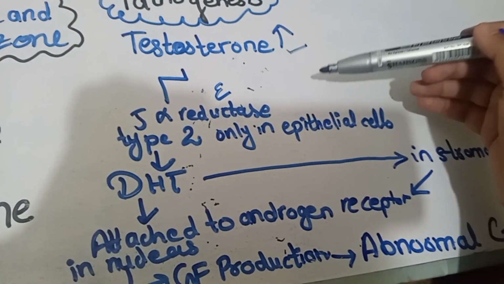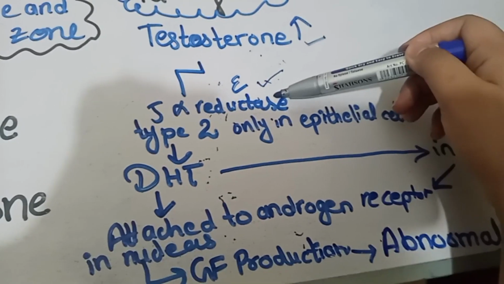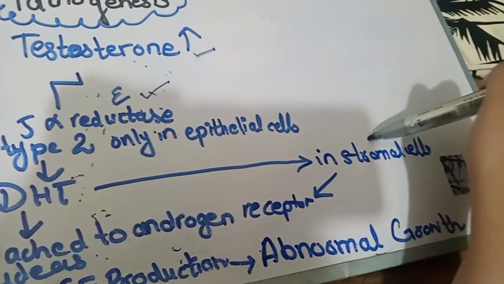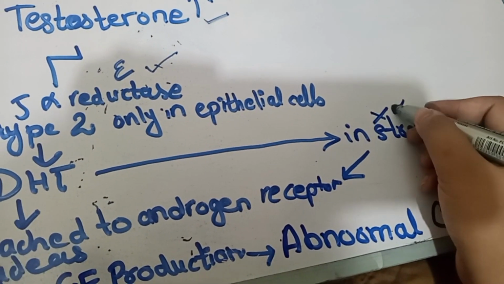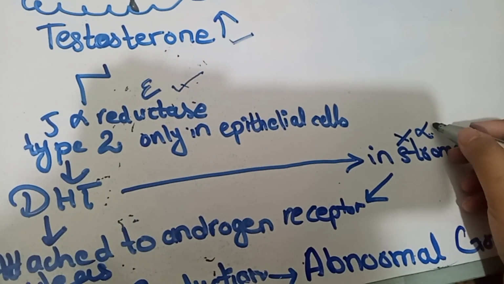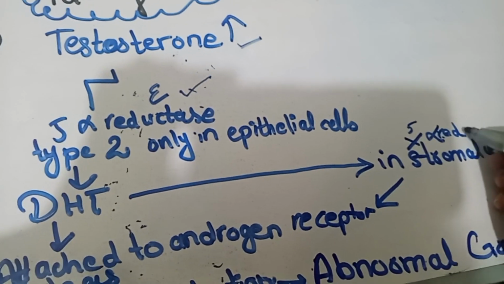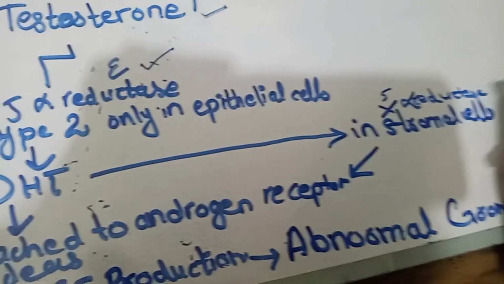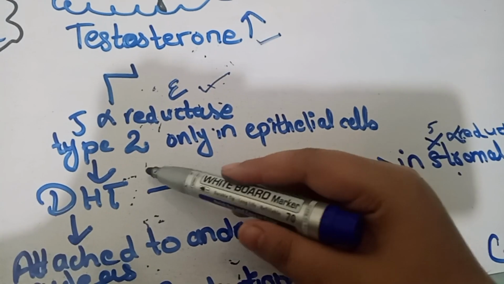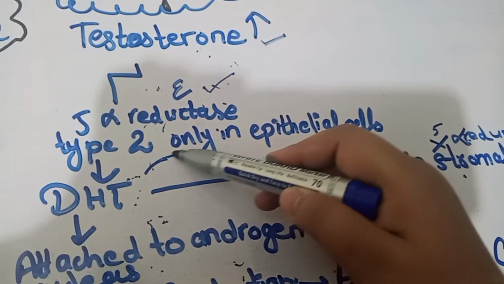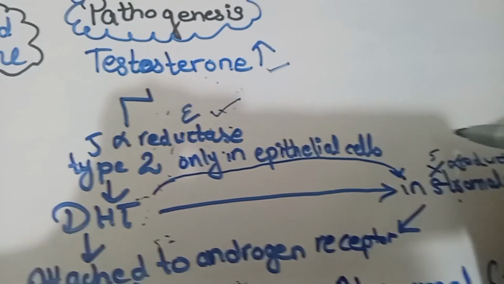We have two types of cells in the prostate. The epithelial cell proliferation mechanism I have taught you. Now the other type of cells are the stromal cells. In stromal cells there will be no 5-alpha reductase type 2. Reductase type 2 is not there. So dihydrotestosterone goes directly into the stromal cells, because 5-alpha reductase type 2 is not in the stromal cells.